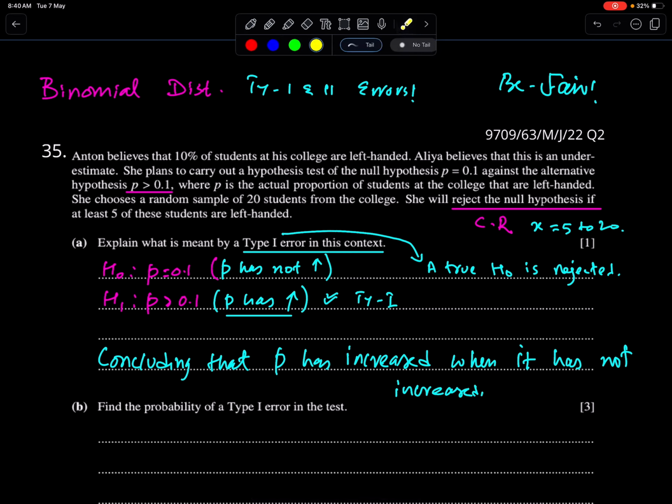Very simple. First, understand the meaning of a type 1 error. A type 1 error occurs when a true H naught is rejected. True H naught is rejected means H1 is accepted, meaning this fact is accepted. So you have to mention this here: concluding that p has increased. But since this is an error, you have to mention this when it has not increased.